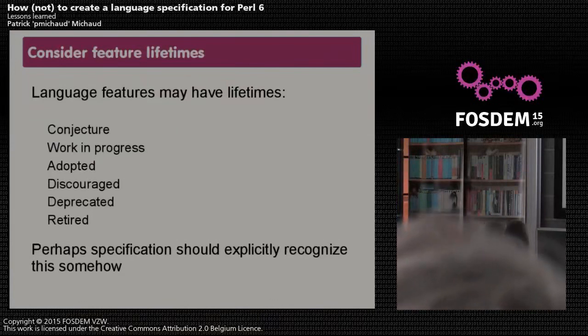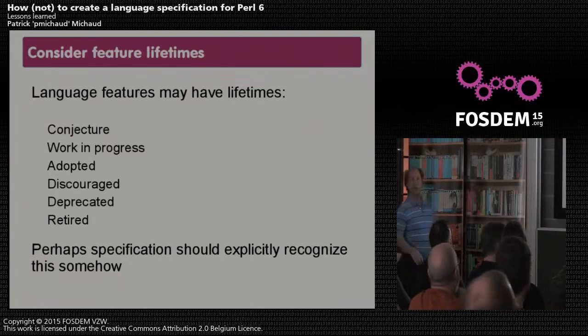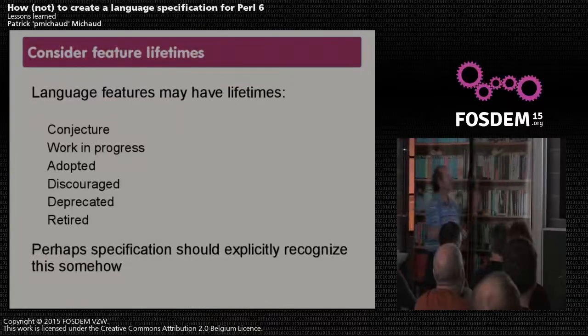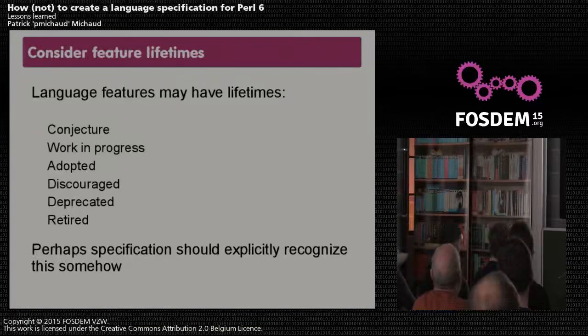And I've never seen this sort of notion of language features having lifetimes, where you identify the phases that they go through, not for the language as a whole, but for individual features. And it might be nice if our specification could do something like this as well. Go down to individual features or individual tests and identify what stage they happen to be in. So perhaps we should explicitly recognize this somehow.